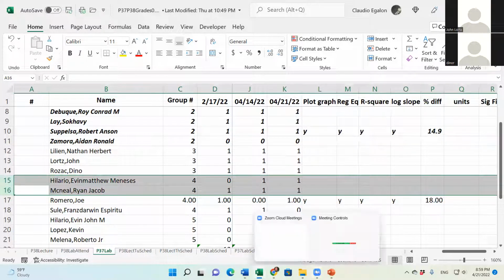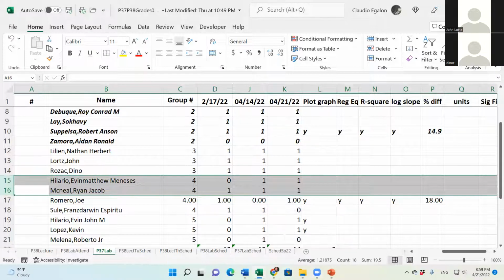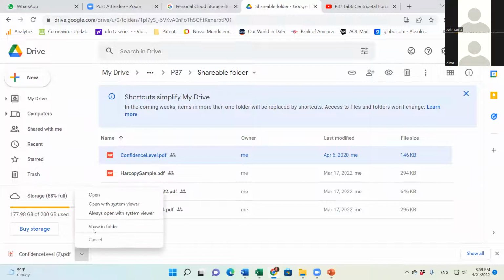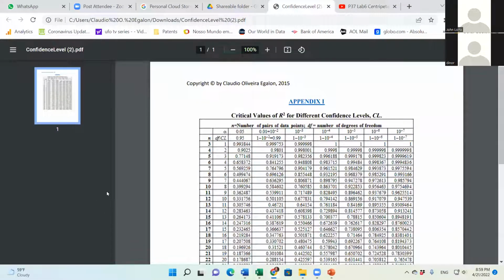Okay, yeah, you have to download that, this table here, okay? Download it and then open it. Make sure you learn how to use that, because every lab you will have to find out the confidence level. Here you go.